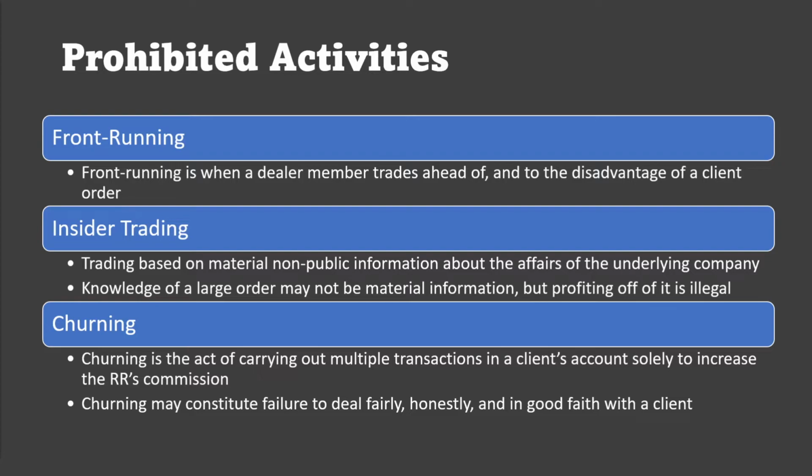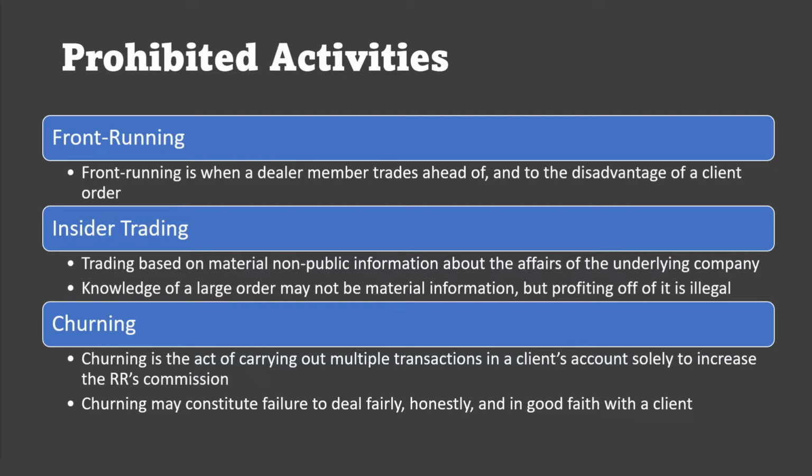And here is a list of some prohibited activities. One, front running, which we did touch on, is when a dealer member trades ahead of and to the disadvantage of a client order. You have insider trading, which is based on material non-public information about the affairs of the underlying company. Knowledge of a large order may not be material information, but profiting off of it is illegal. So you cannot trade on any material non-public information that you might get from someone who is involved in that company.